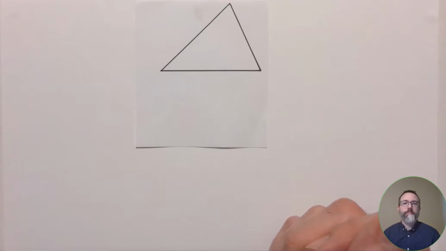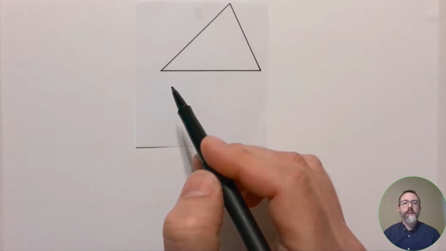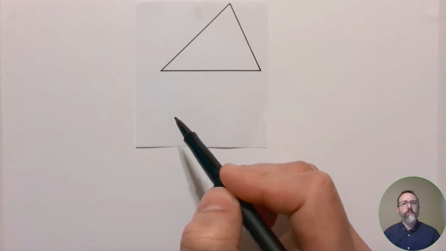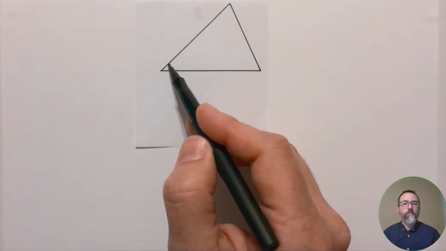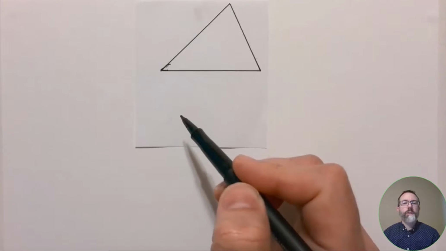This shape. We can describe this shape by the number of sides it has or the number of angles it has. And what is an angle? An angle is a part where two lines come together, like right here. That is called an angle.